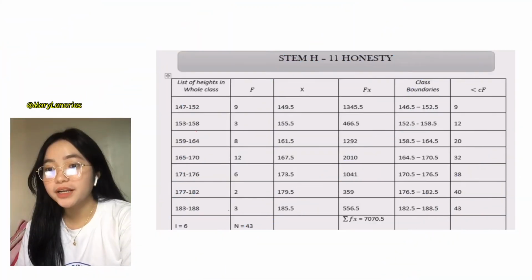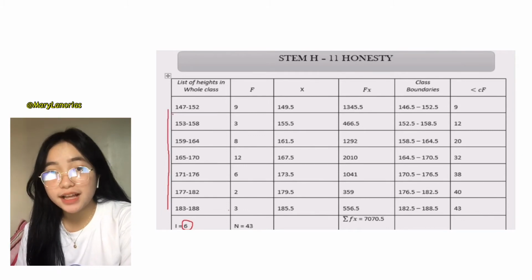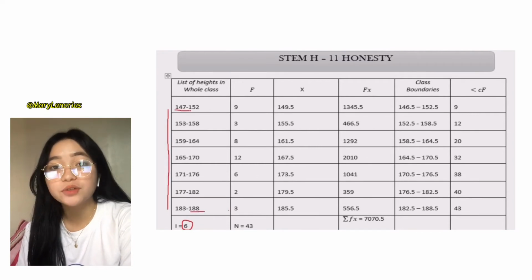Firstly, we have our class limits here, and we have our interval, which is 6. So what we're going to do first is find our range. What is the range and how will we find this? The range is the difference between the upper boundary of the highest class and the lower boundary of the lowest class. So 188 minus 147, and that would equal 41.